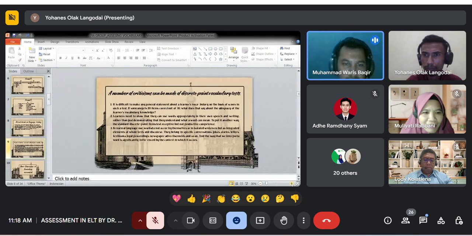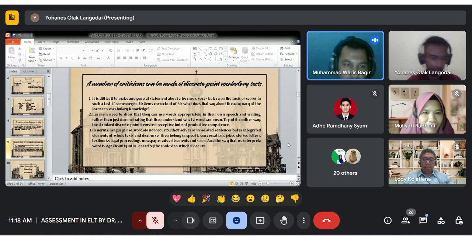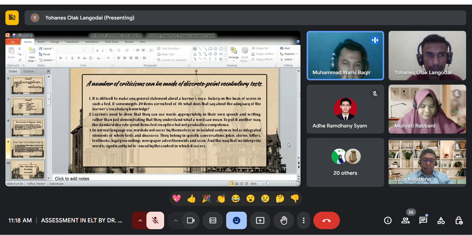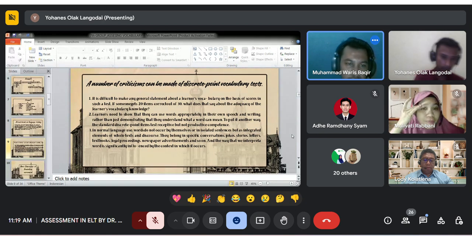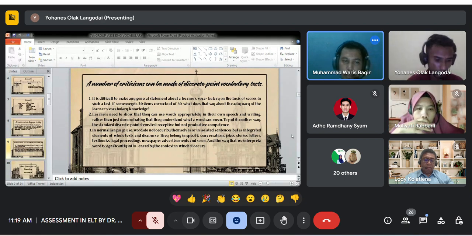Okay, so this is the criticism of the discrete point vocabulary test. Actually, there are five criticisms of vocabulary tests, but I only put three of the five to make it easier to understand. The first one is that it is difficult to make any general statement about learners' vocabulary on the basis of scores in such a test. If someone gets 20 items correct out of 30, what does that say about the adequacy of the learner's vocabulary knowledge?